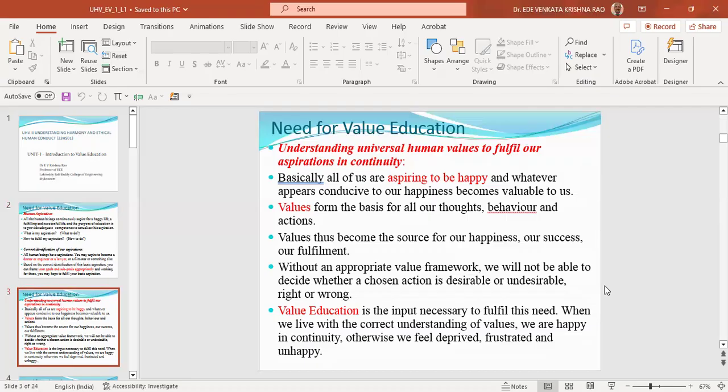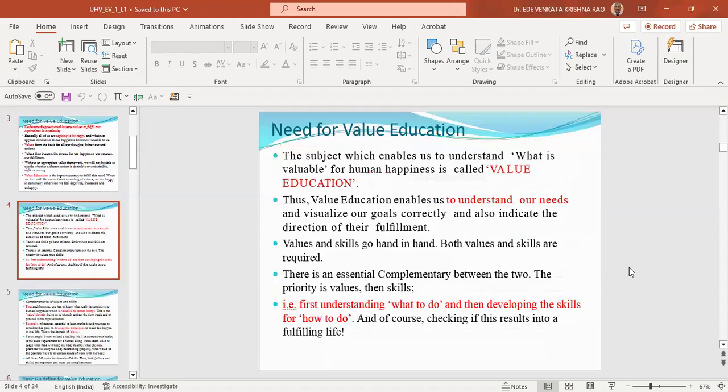The value education is the input necessary to fulfill your aspirations. When we live with the correct understanding of values, we are happy in continuity. Otherwise, we feel deprived or frustrated or unhappy. So that is what you have to procure, you have to undergo the value education, to understand your needs, to visualize your goals correctly and indicate the direction of their fulfillment.